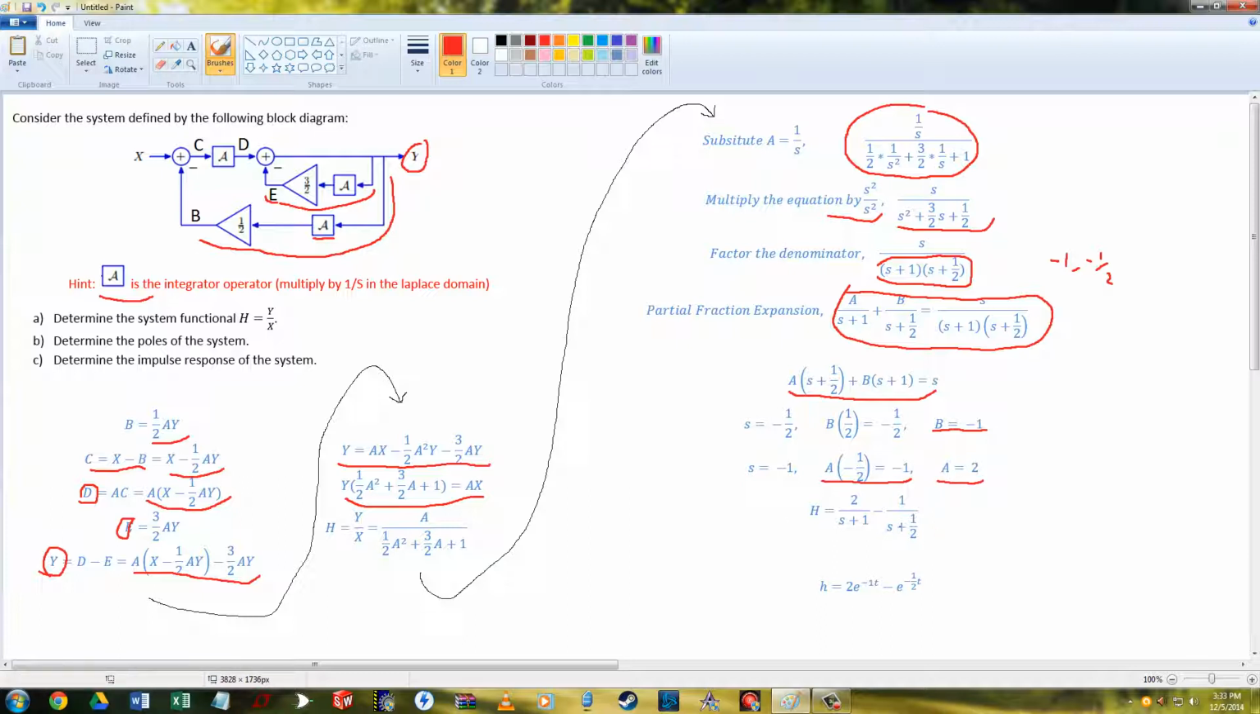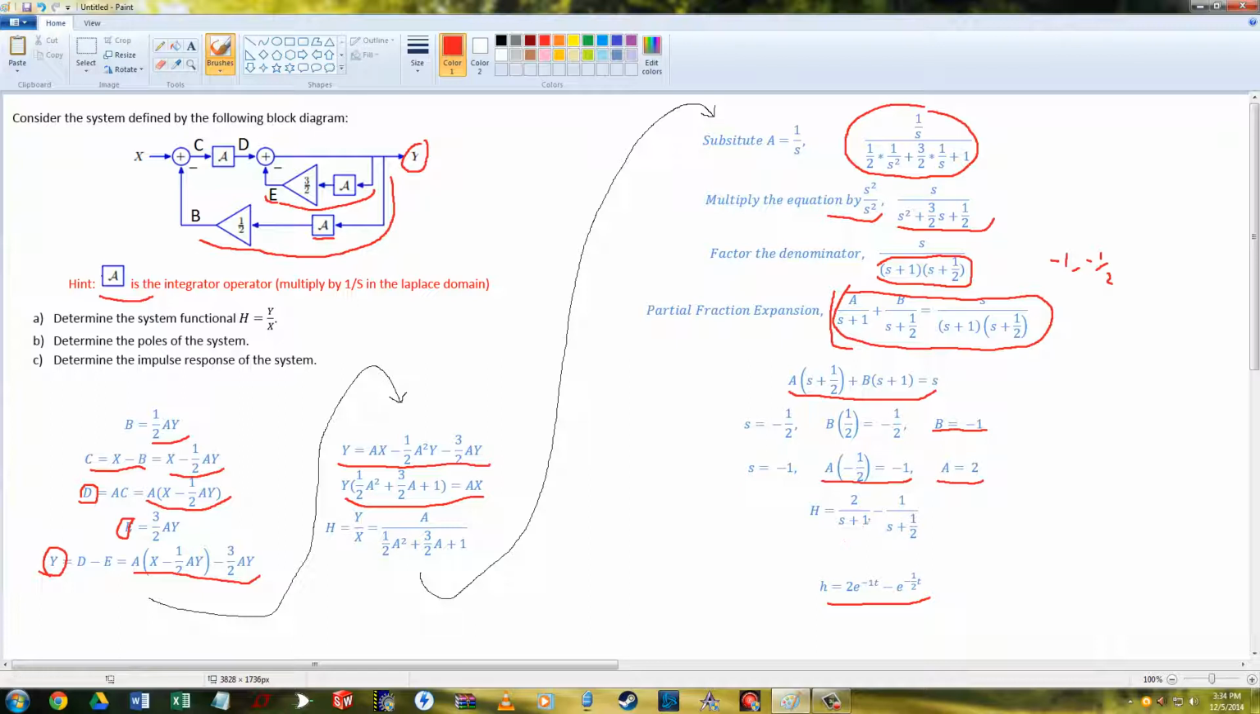Then all you have to do is go back to the format we had up top and plug in the coefficients we found, A and B. So you get 2 over s plus 1, minus 1 over s plus 1/2, as our transfer function. At that point, this is a very easy inverse Laplace transform. You can look at the table; I'm sure most of us have it memorized by now. That's just going to equal 2 times e to the negative t, minus e to the negative 1/2 t.